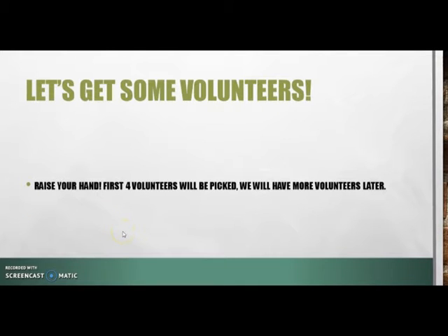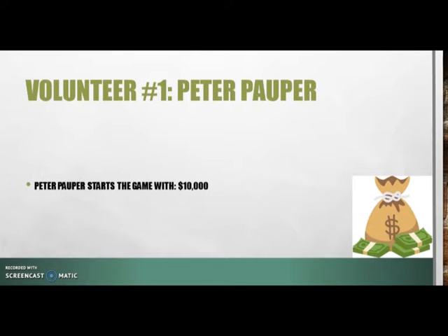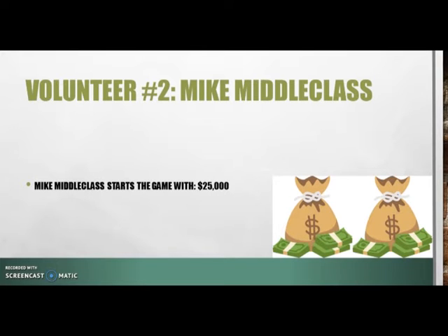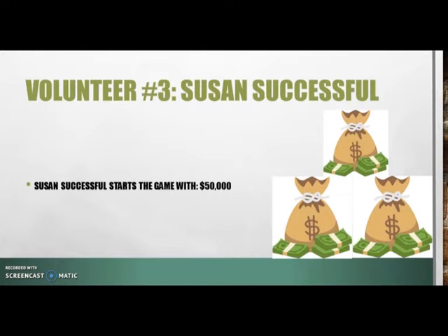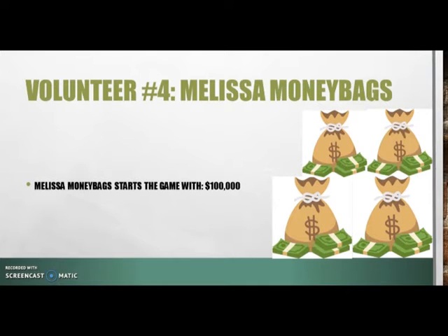So for my online lesson, I started out in my virtual lesson room, my class, and I started out by having students virtually raise their hand, and I then picked 4 volunteers. Once I had my volunteers, I went through each of their characters that they sort of played. So in this version, which was for the market economy, they each started with a different amount of money. The student started out with $10,000, the student started out with $25,000, $50,000, and $100,000.